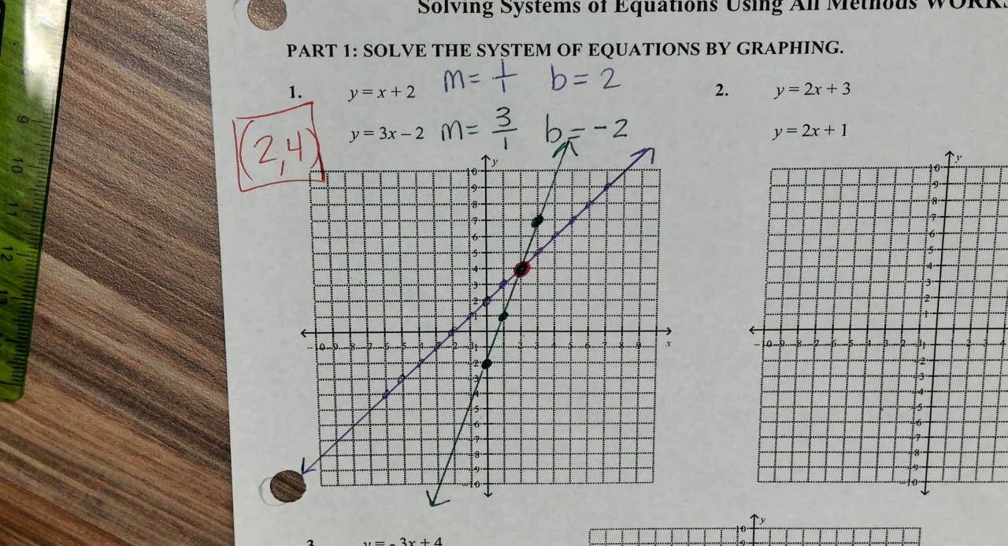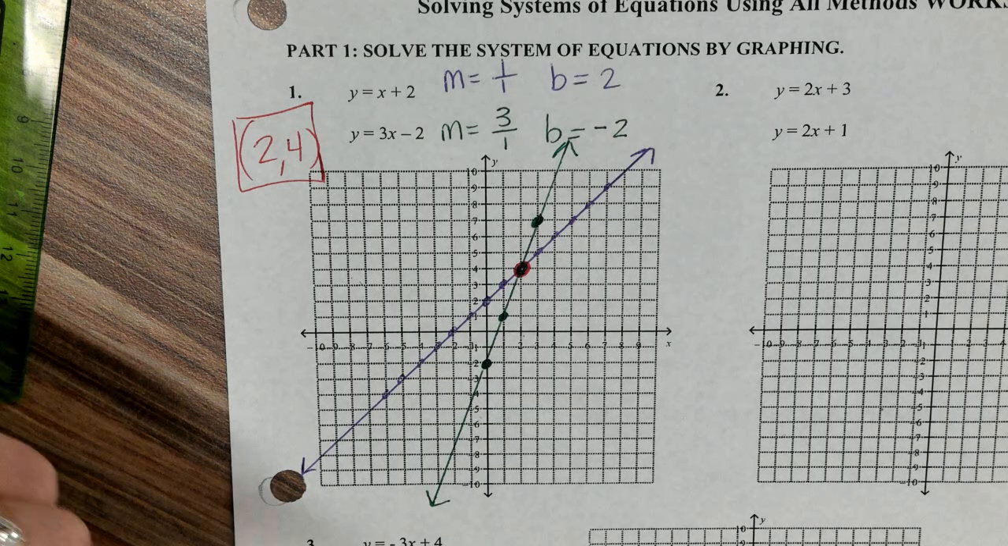What if you graph them and they are parallel lines? No solution. What if you graph them and they are the exact same line? All real numbers. Okay, go to the bottom. Was everybody finished with this one?